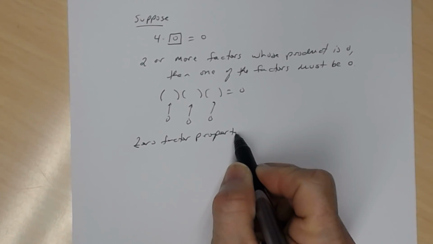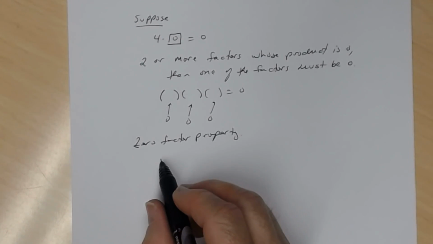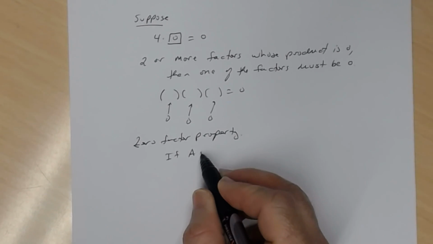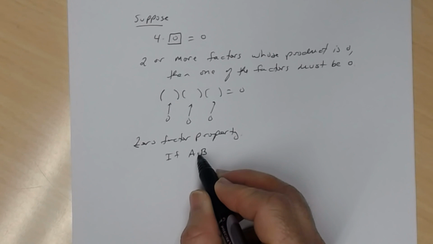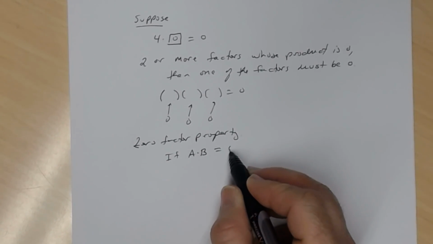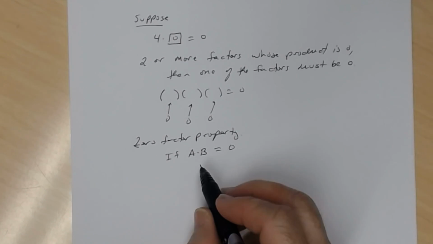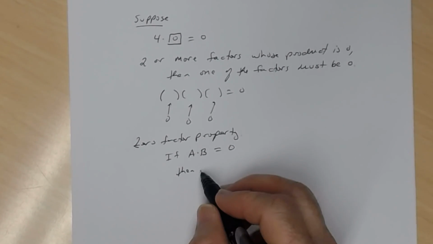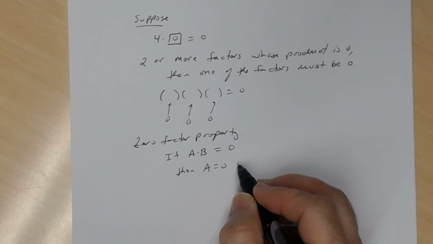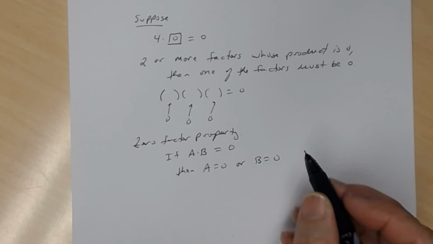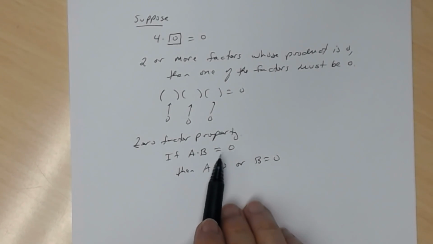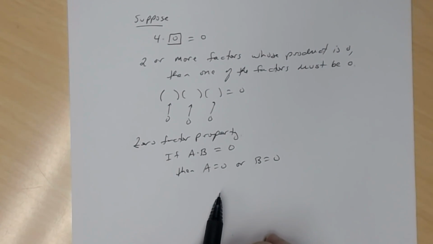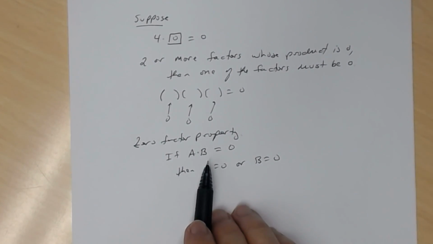Zero factor property. Here's what the zero factor property says. If you have two factors, a times b, and that product is equal to 0, then one of these has to be 0. So either a is 0 or b is 0. So either the factor a is equal to 0 or the factor b is equal to 0. That's called the zero factor property.